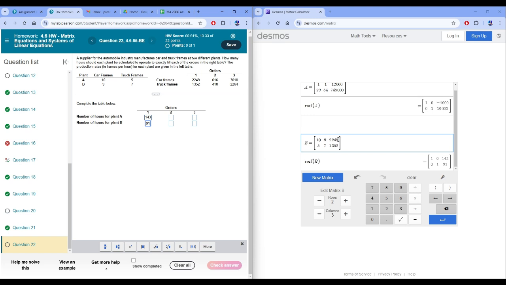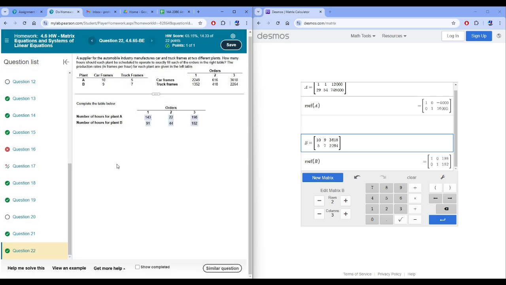Then this one is going to be 616. This one is going to be 418, which is then 22 and 44. And then this one is going to be 3,618. And then this one is going to be 2,264, which gives me 198 and 182. Check answer. Beautiful. And that is the entire assignment.